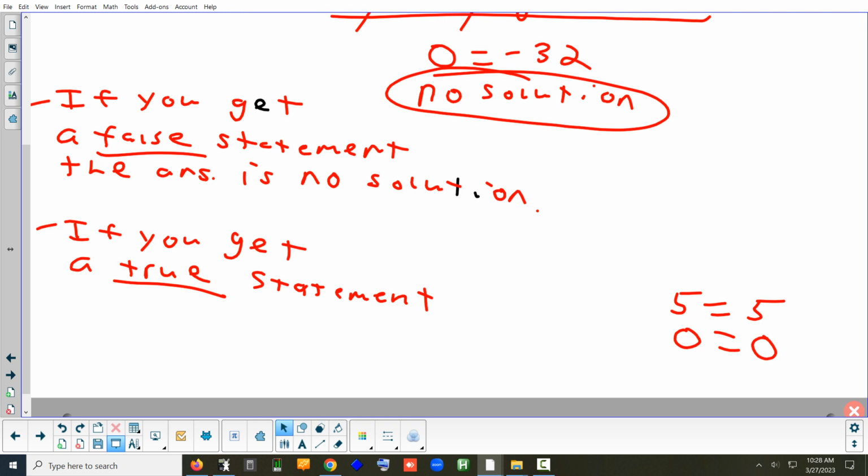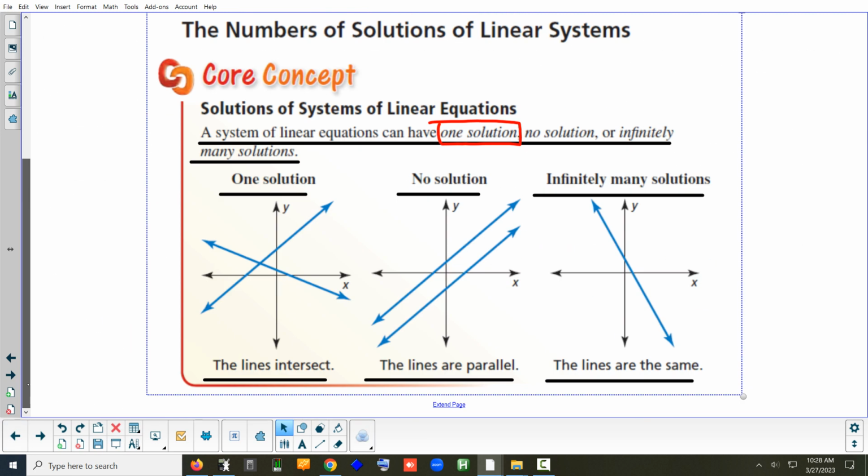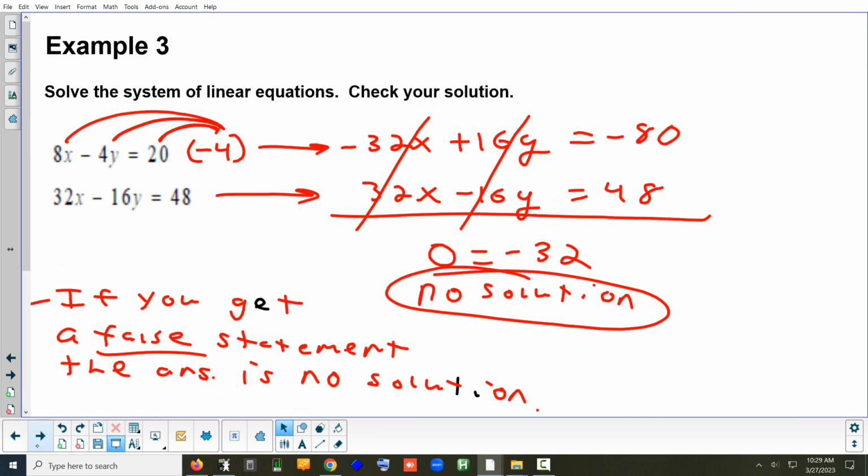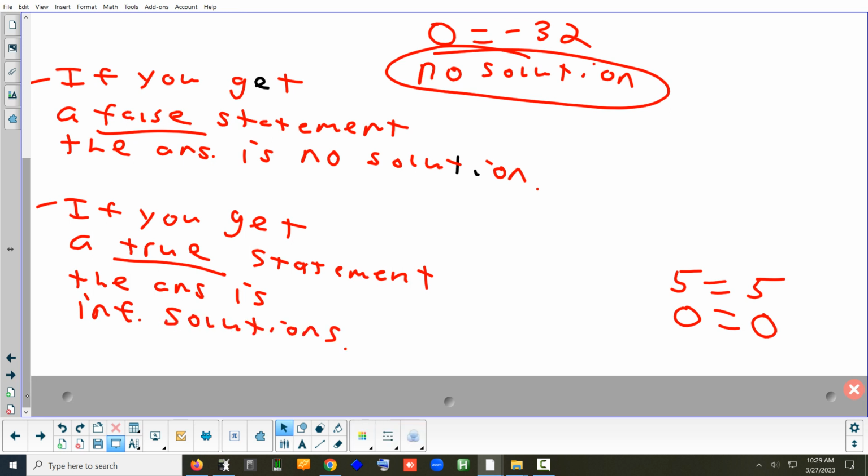let's go back and look at those three cases again and see which one you think it would be. All right. So if you get a true statement, which case do you think happens here? Yep. Infinitely many solutions. So if you get a true statement, the answer is infinite solutions. Those are the two things that can happen with a special case.